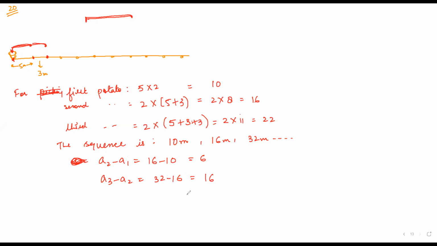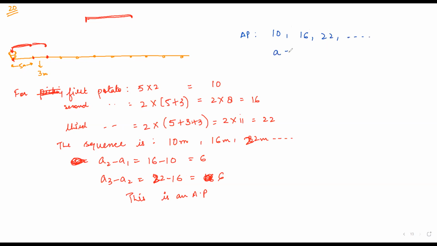No, it should be 6 somewhere. Oh, it was 22, not 32, right? I should get an AP. So this is 6, right? So the difference is same. So this is an AP. So finally, I have got my AP. Let me write it. So the AP is this: 10, 16, 22, like this. Okay.